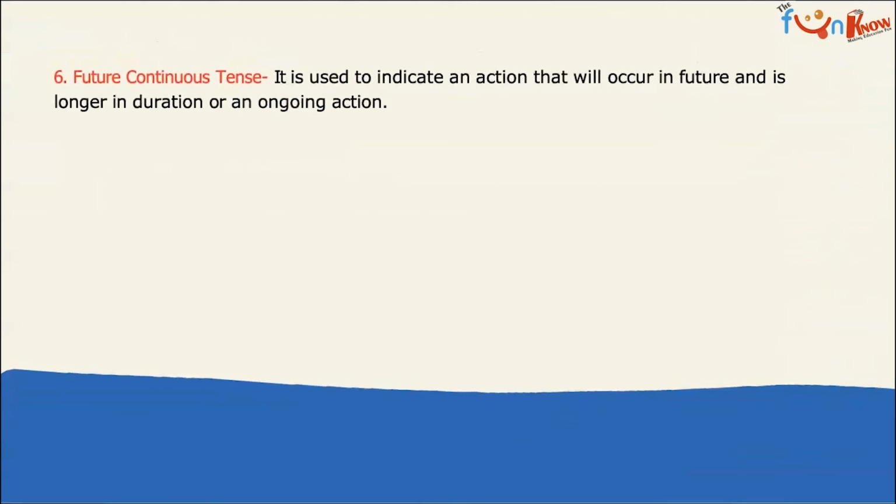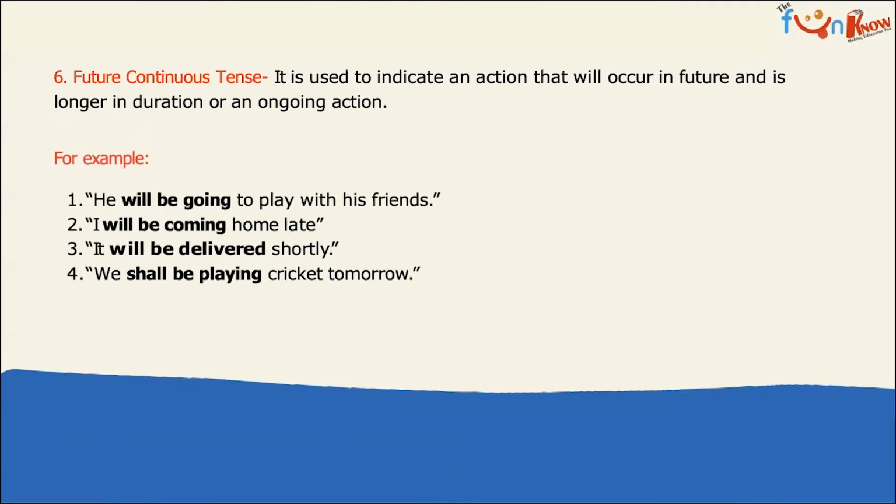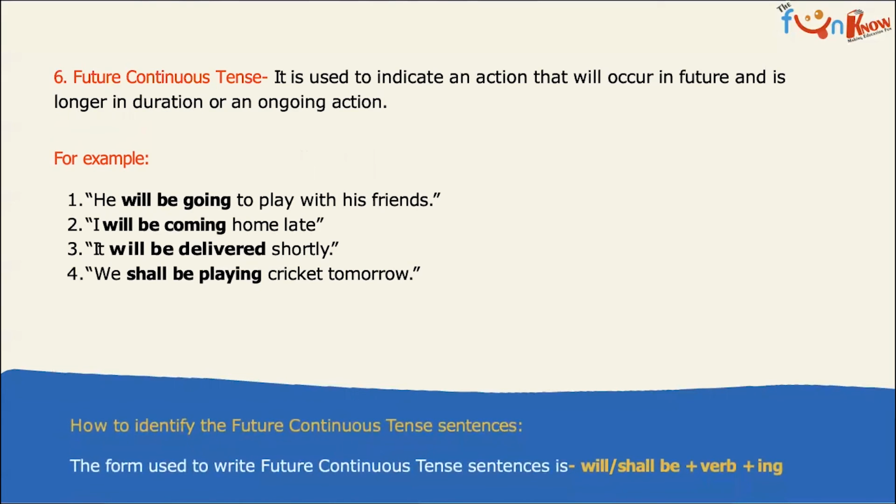Next, we have the last one, future continuous tense. It is used to indicate an action that will occur in the future and is longer in duration or an ongoing action. For example, he will be going to play with his friends. I will be coming home late. It will be delivered shortly, and we shall be playing cricket tomorrow. And how do you identify future continuous tense in these sentences? It will be by using will or shall be plus the verb plus ing.